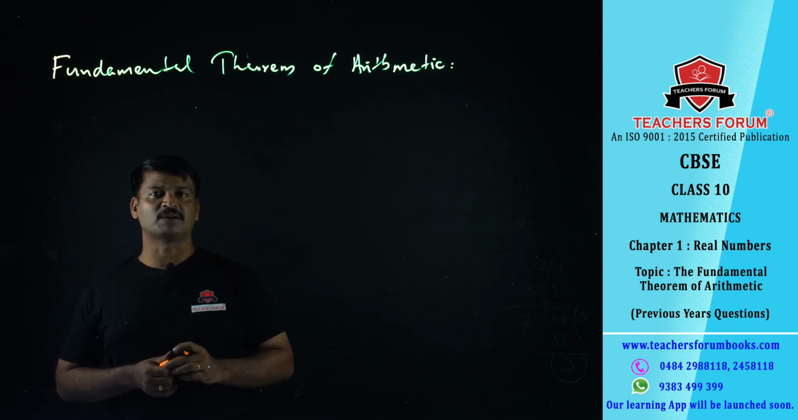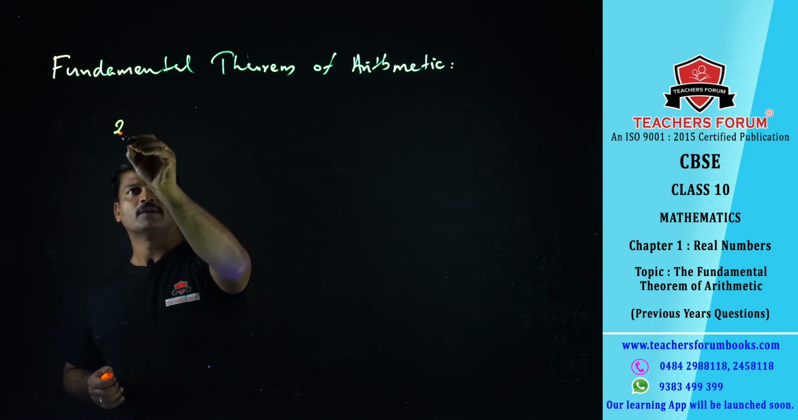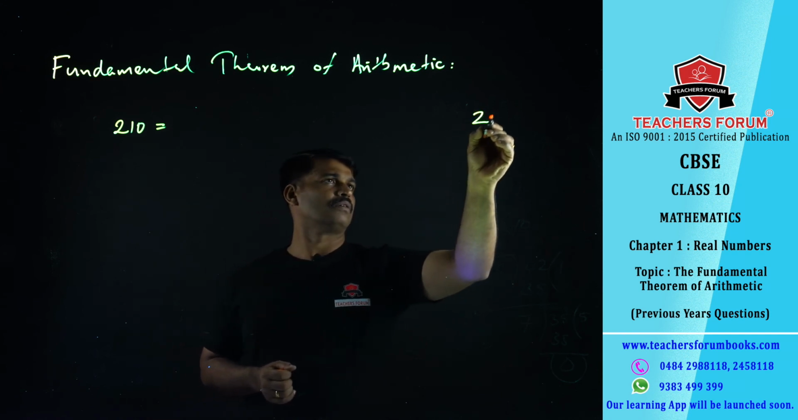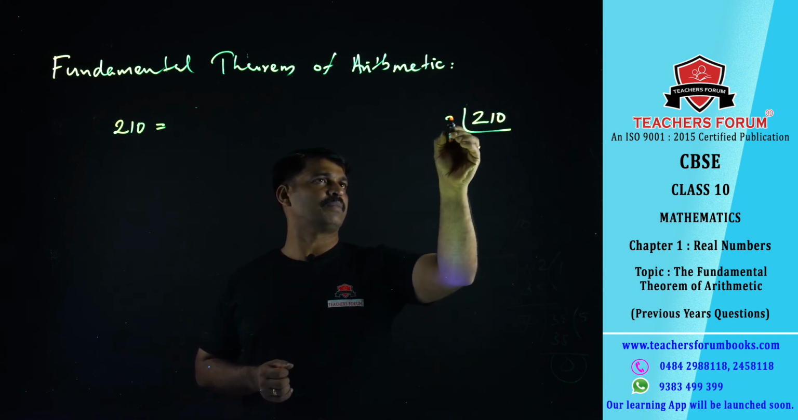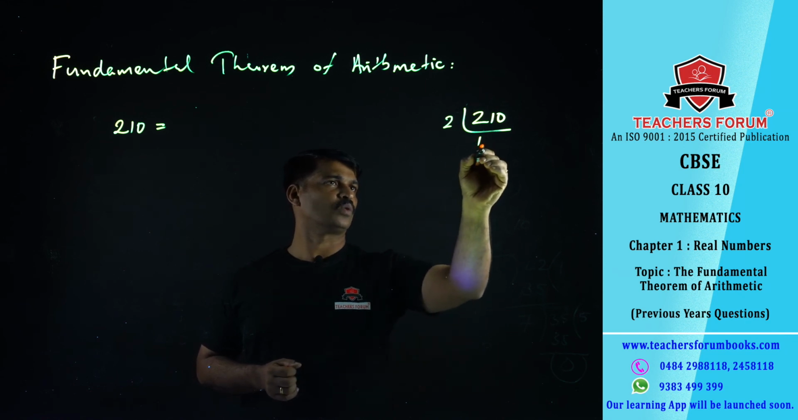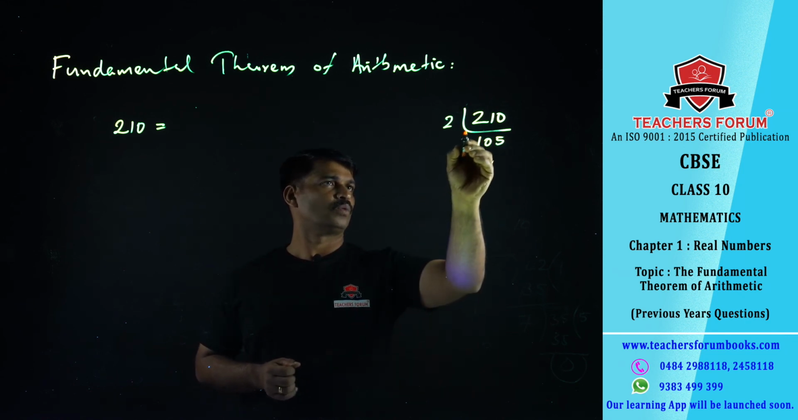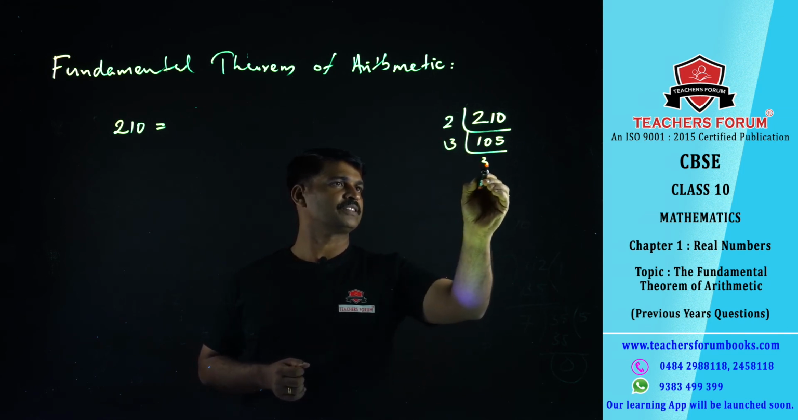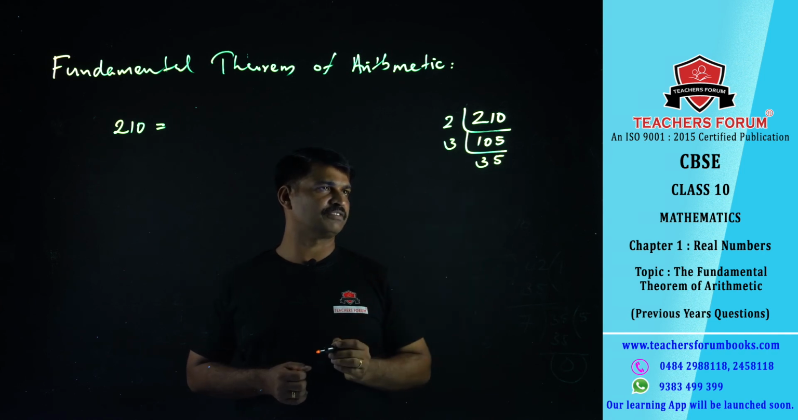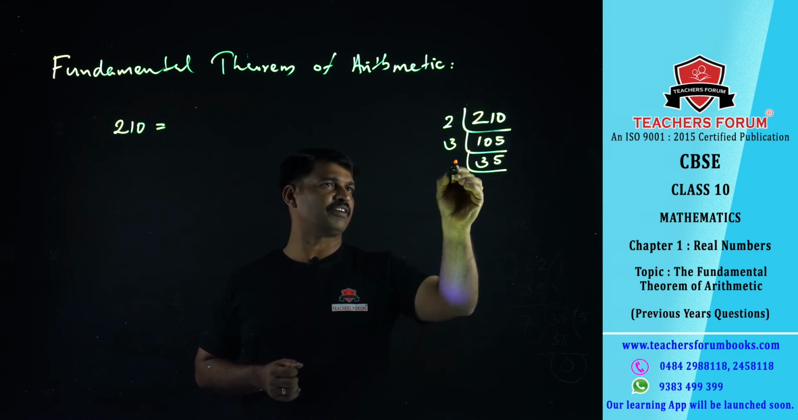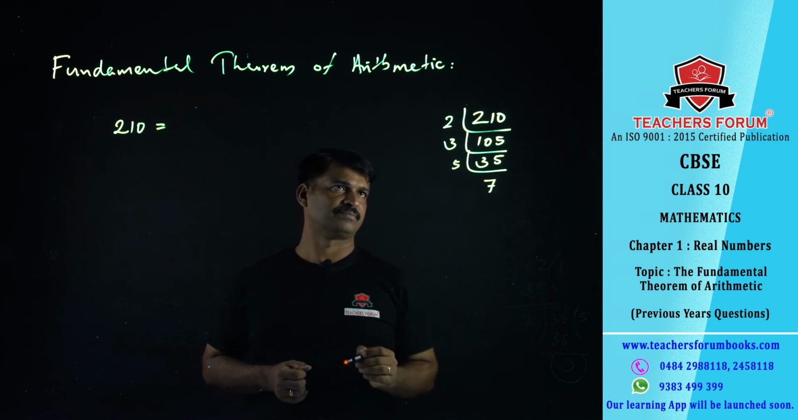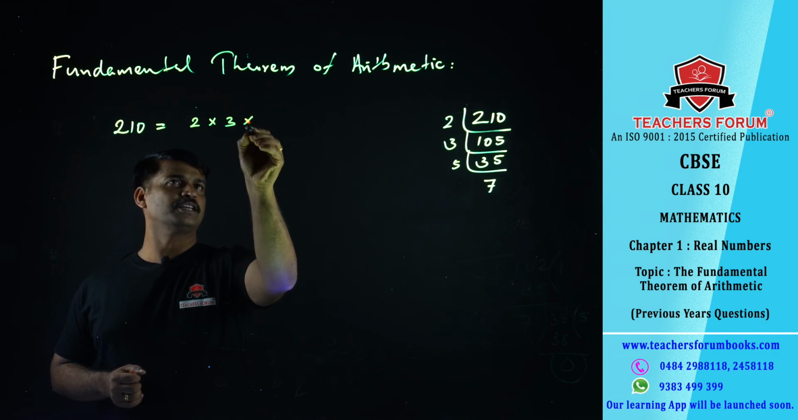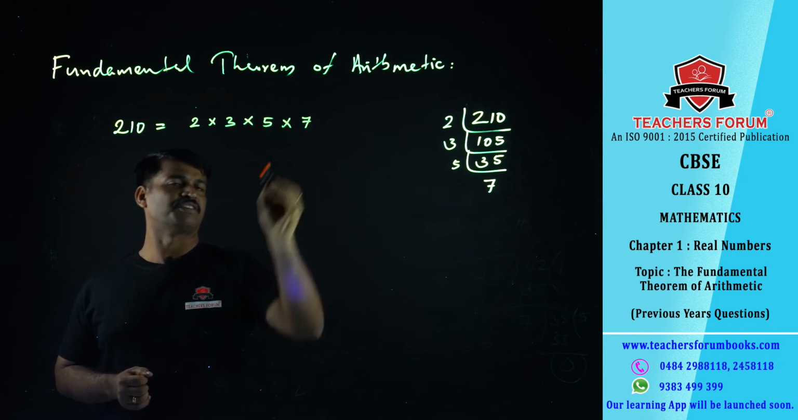Now let us take the example of 210 and prime factorize it. When you prime factorize, you can divide by 2. You will be getting 105. 105 can be divided by 3. You will be getting 35. It can be divided by 5. You will be getting 7. So 210 can be written as 2 into 3 into 5 into 7.